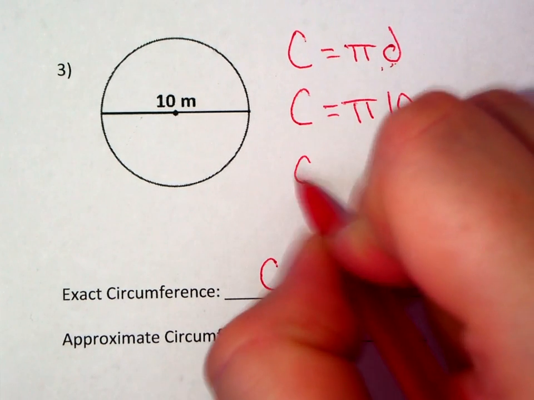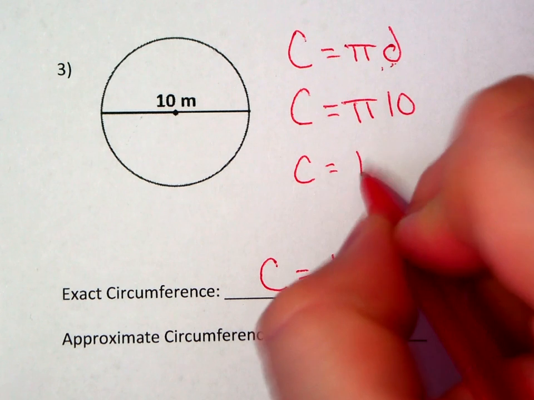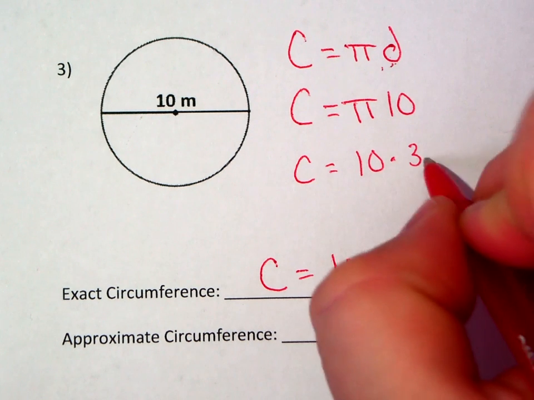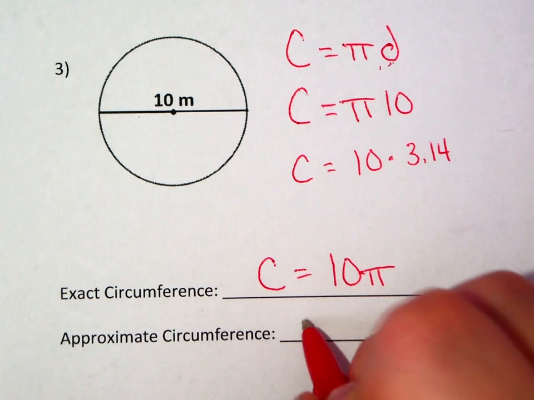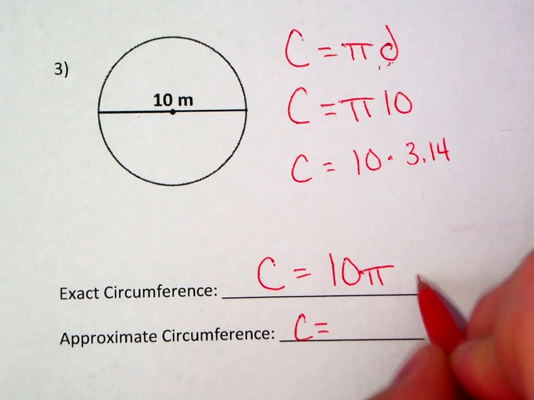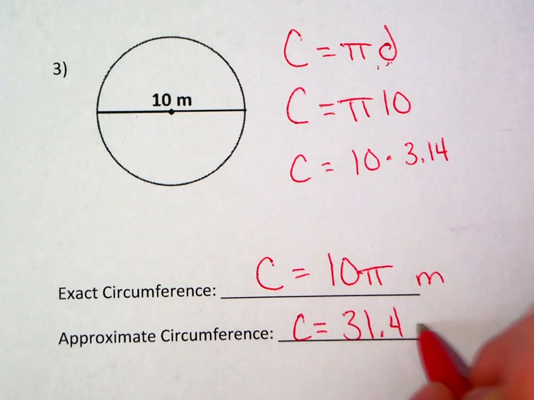And now again, I will find my approximate by plugging in 3.14 for the value of pi. So 10 times 3.14. You're going to show me your work. But my C equals 31.4 meters.